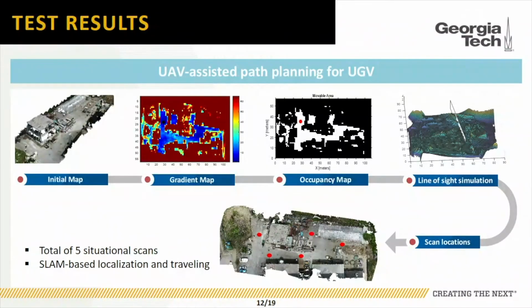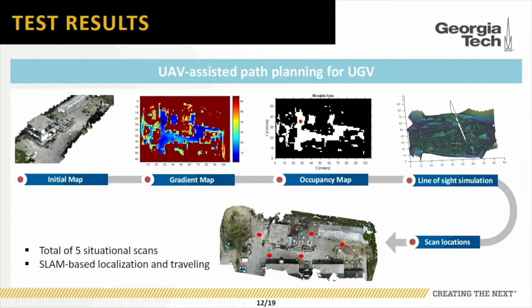Following the methodology I introduced earlier, first the UAV flies around the site, takes pictures, and generates a point cloud from photogrammetry. That's the initial map. Based on that, we can construct a gradient map to show the accessible areas for the UGV. Then, based on line of sight simulation, we can find the optimal scan locations in this site. In this particular case study, 5 scan locations were identified.